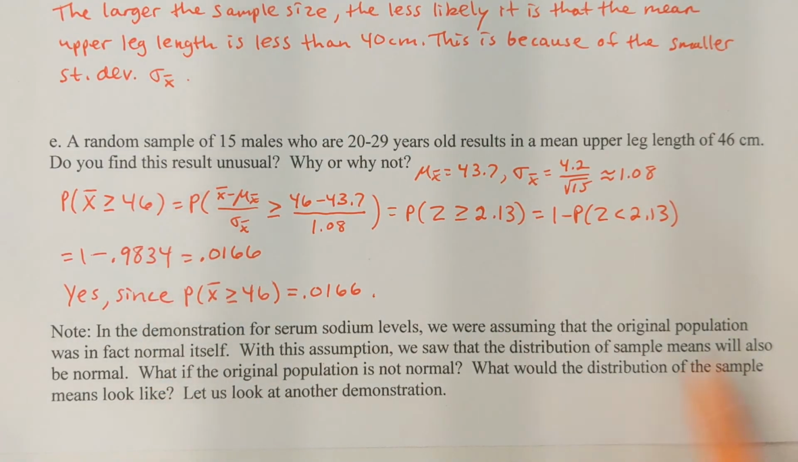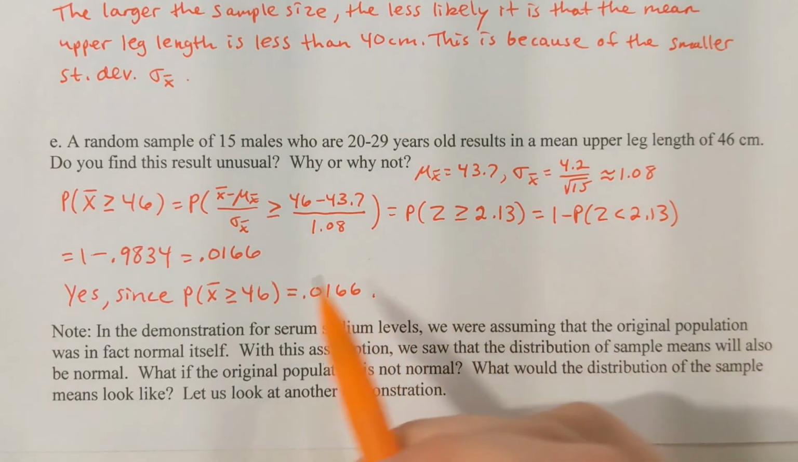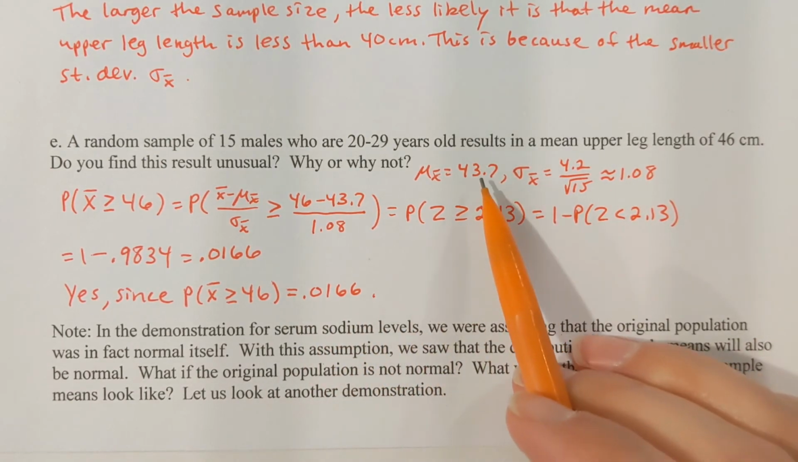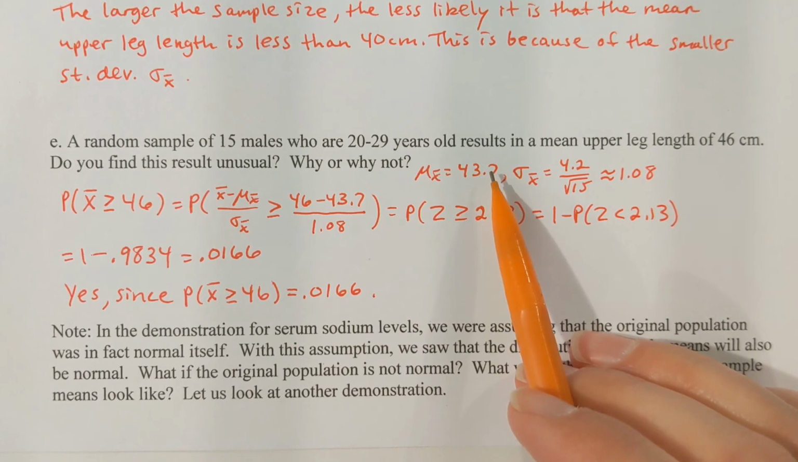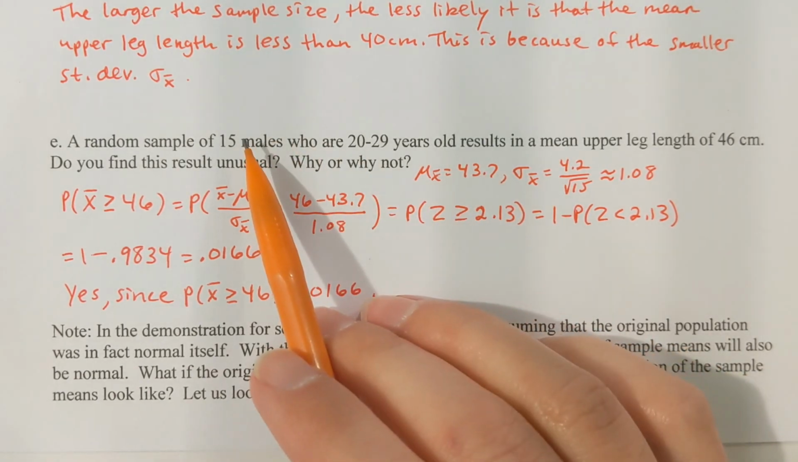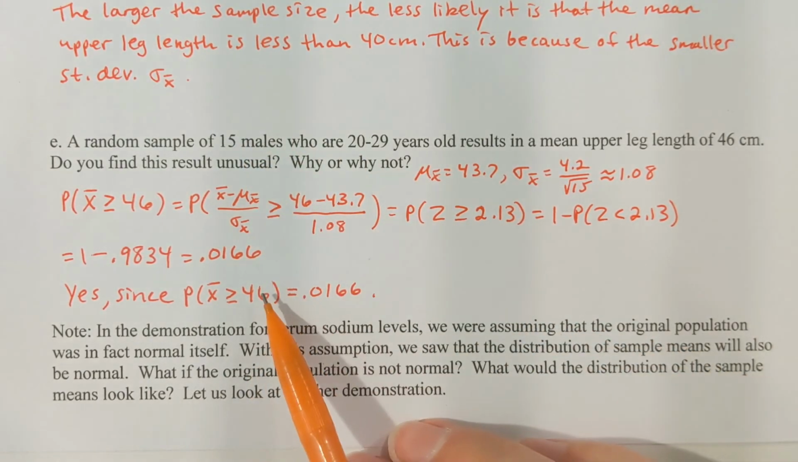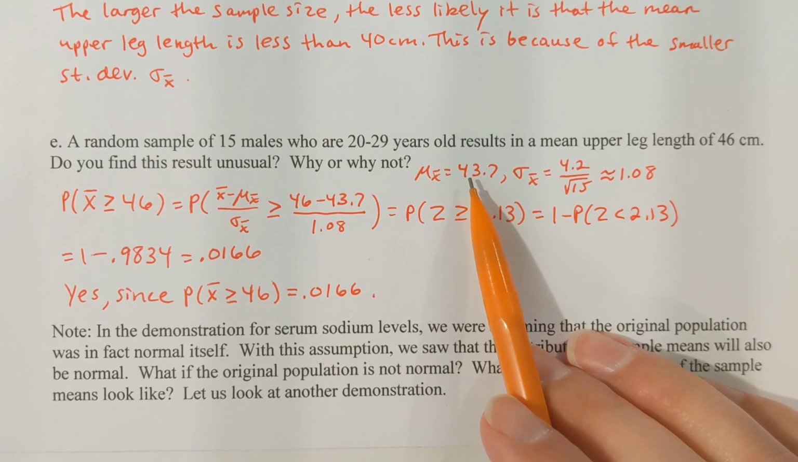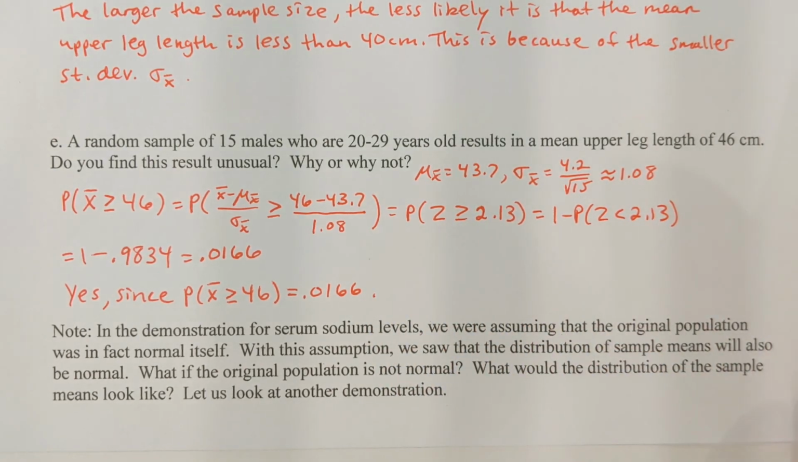So if that were to happen, yeah, that would be very unusual. This is a very low probability. Again, most of the numbers are going to be around 43.7. So asking for 15 numbers to produce a sample mean that is more than 43.7 is likely not to happen.